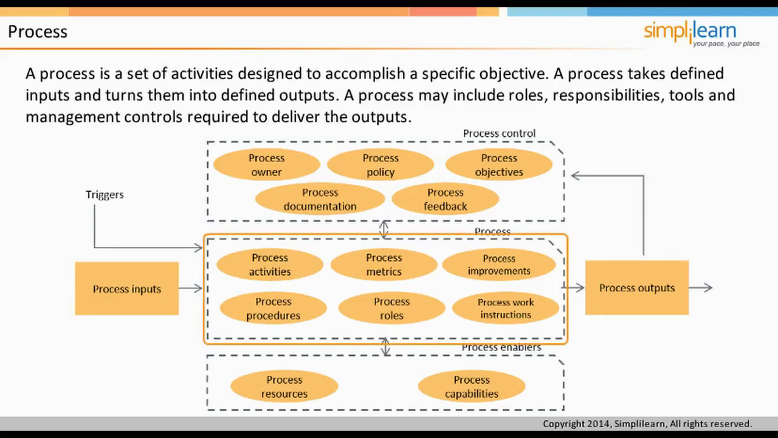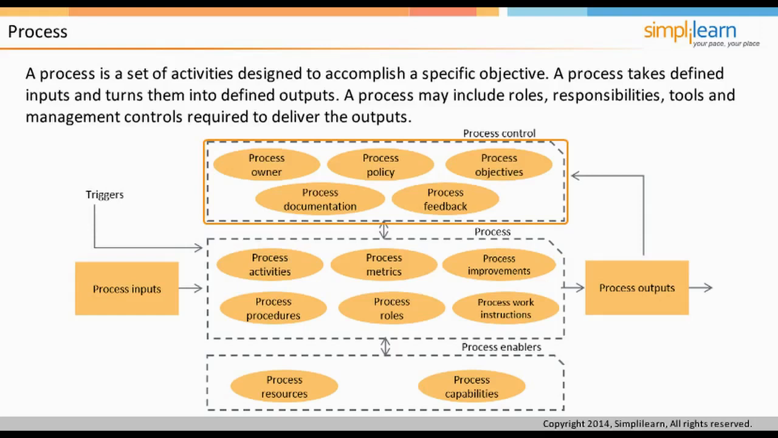The central box in the image indicates the elements of a process. As mentioned earlier, a process is a set of activities with established procedures and work instructions, so it has to be measured and then improved with the help of metrics. A process may include roles and responsibilities to carry out the activities involved in it. The Process Control section shows various entities to control the process. The process owner governs and controls the process. He is accountable for the effectiveness and efficiency of the process.